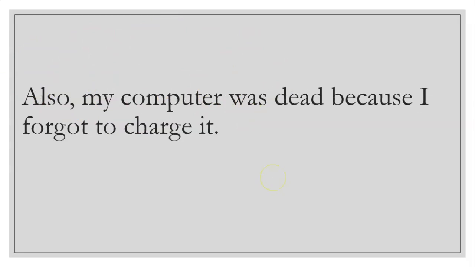Also, my computer was dead because I forgot to charge it. Also is a transition word. It lets me know that I'm adding information. If I put also at the beginning of a sentence, my transition word is introducing my sentence. It's introductory. Then I need a comma because it's at the beginning of the sentence.